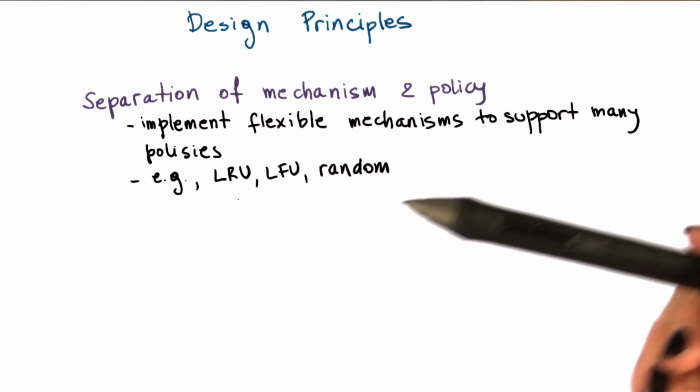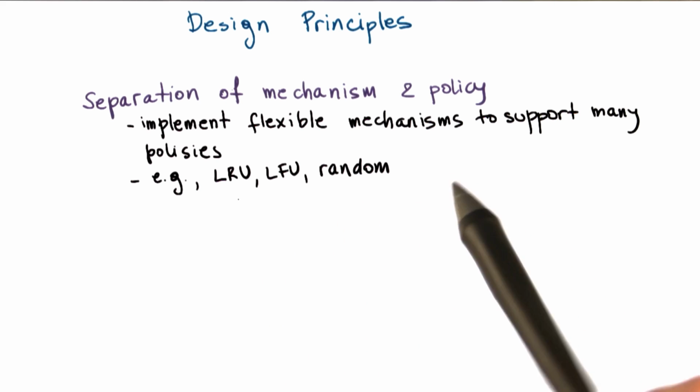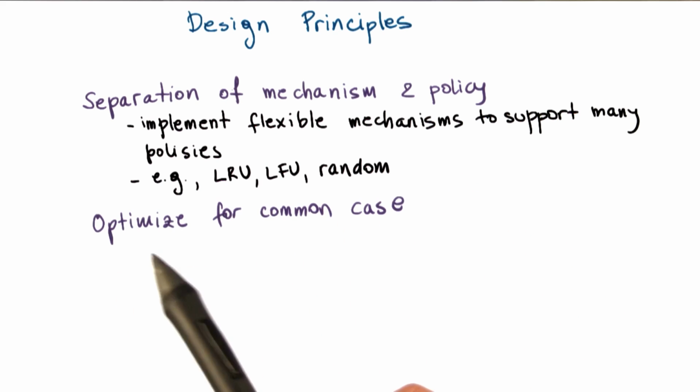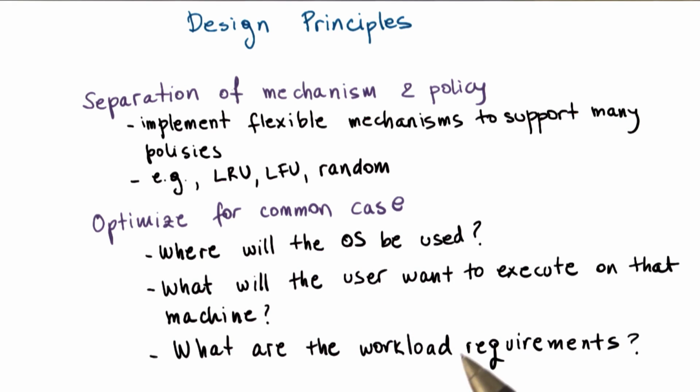And the reason is that in different settings, different policies make more sense. This leads us to the second principle, which is optimize for the common case. What this means is that we need to understand a number of questions: how the operating system will be used, what it will need to provide in order to understand what the common case is.